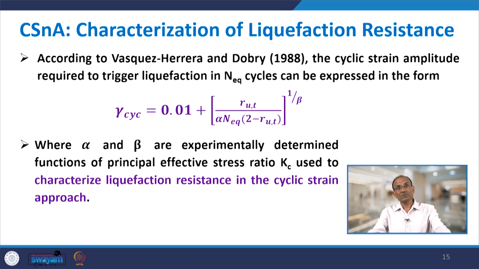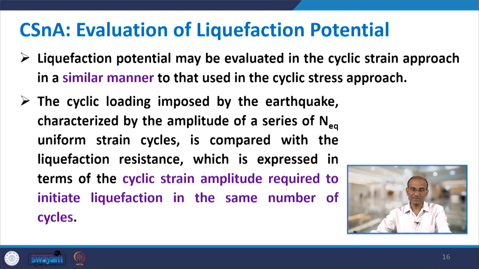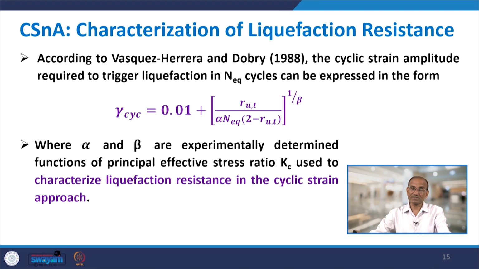In this case, the cycles are given by this relation, and in this relation two more parameters, alpha and beta, are coming. The parameters alpha and beta are experimentally determined functions of the principal effective stress ratio Kc, which is used to characterize liquefaction in the cyclic strain approach. What is Kc? Kc is nothing but the principal effective stress ratio. So, the values of alpha and beta depend on the value of Kc, and for a given Kc, alpha and beta can be determined and then used. So, this was about characterization of liquefaction resistance.